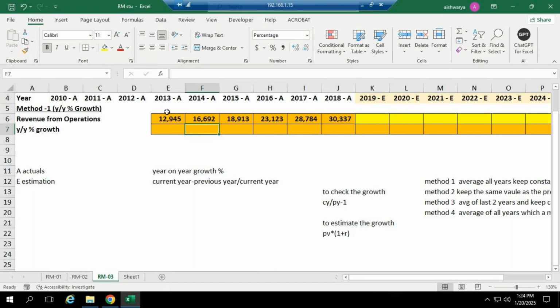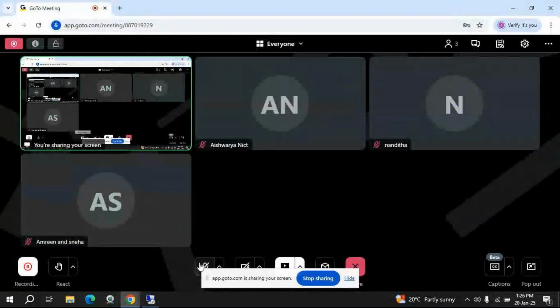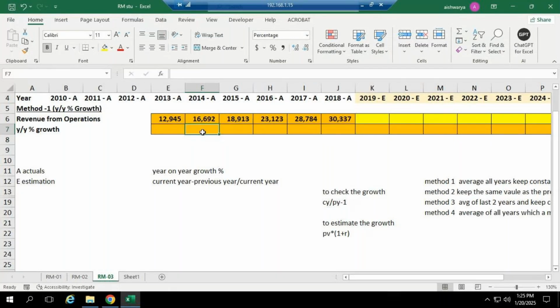So now what you have to do is, you have the actual sales they have given you from 2013 to 2018, the actual sales which have happened. From 2019 you have to find out the sales, that means the estimated sales. To find out the estimated sales, first you have to find out the year on year percentage growth. So how to find out this year on year percentage growth?